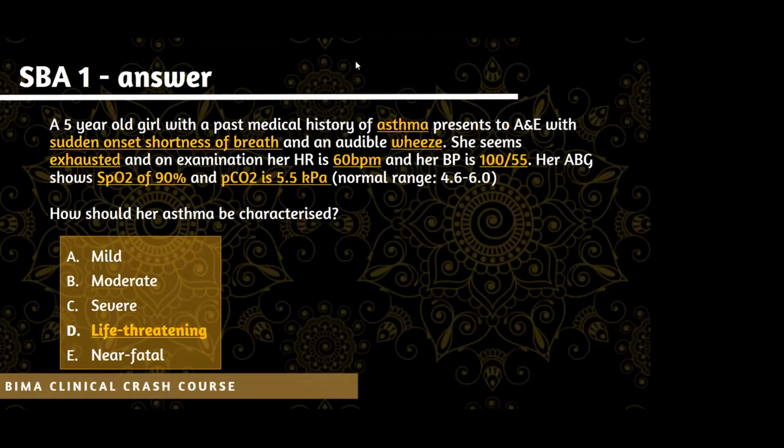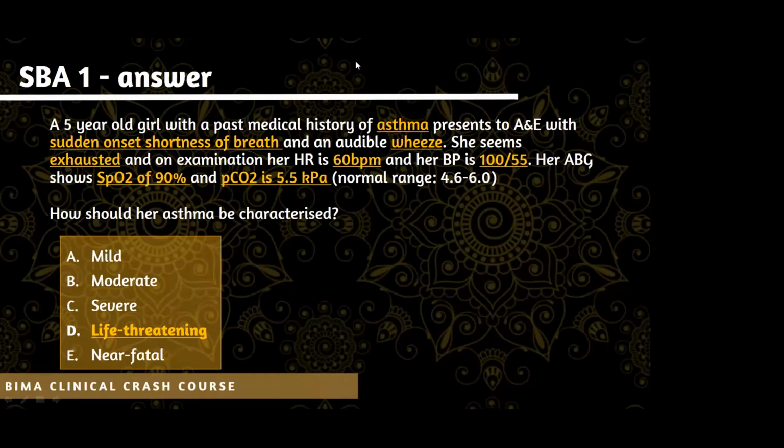The way you can tell is you've got a young girl, she's got asthma, short of breath with an audible wheeze, so she's having an asthma attack. She's very, very tired, and exhaustion is a defining factor for life-threatening asthma. Her heart rate is normal, that's nothing alarming. Her blood pressure's pretty okay. Her heart rate might be a little low, but that's okay.